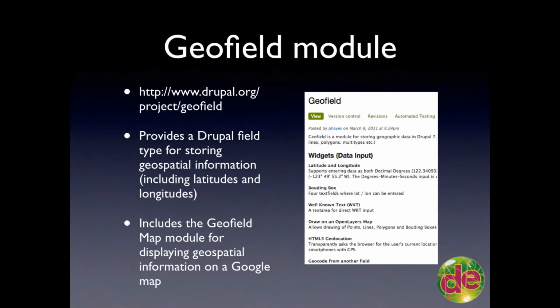So the Geofield module provides yet another Drupal field type to store location data. Now for today's demonstration, we're just going to be storing points. An address is a single point on a map. But the Geofield module also supports storing lines, so you could actually store a path on a map, as well as polygons, so you can actually store an area on a map, like a town or a state or a province or a country for that matter.